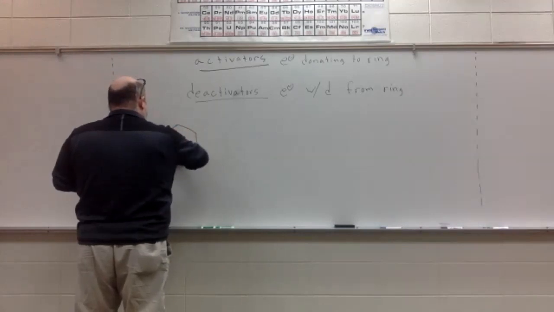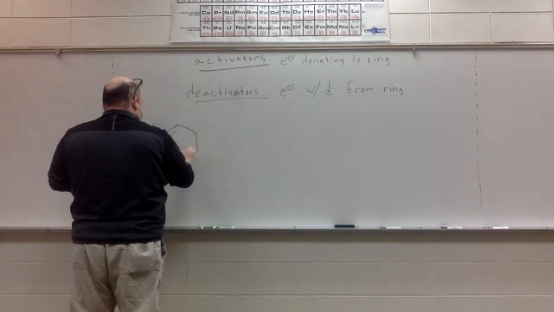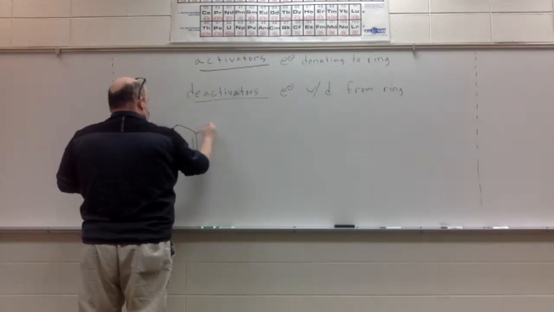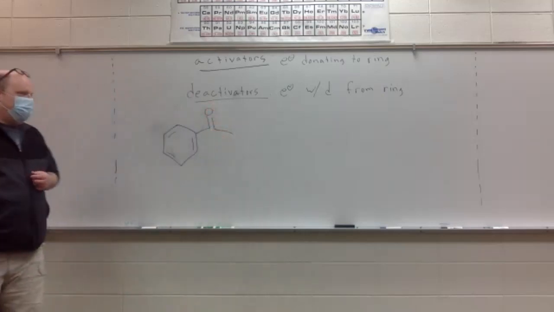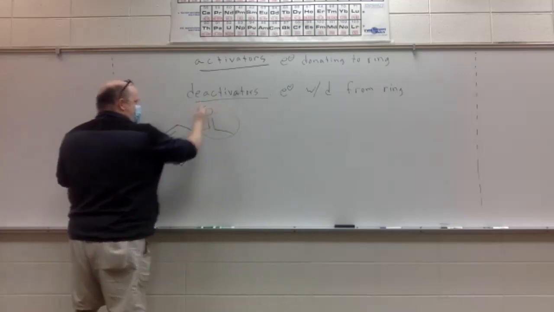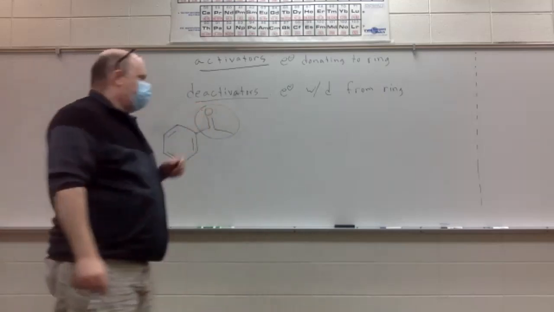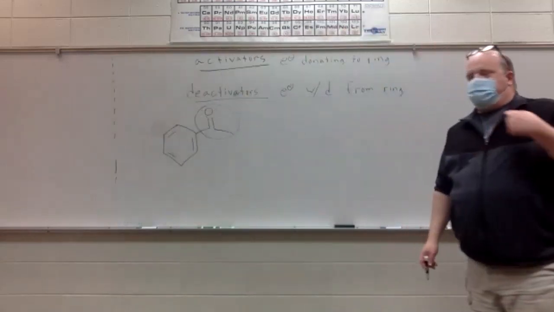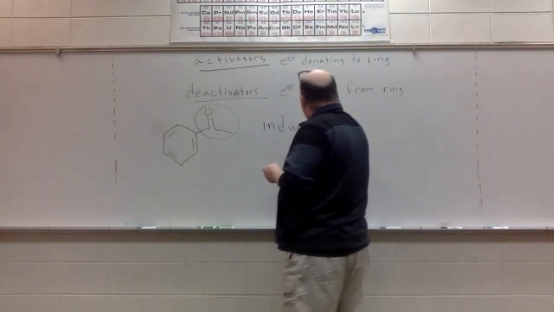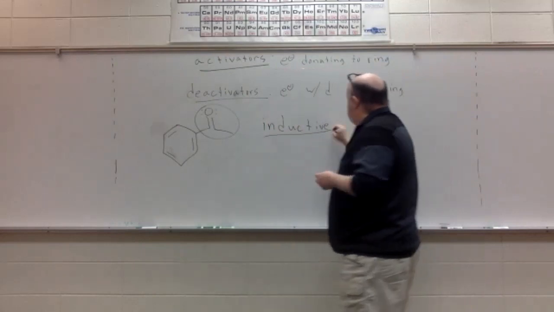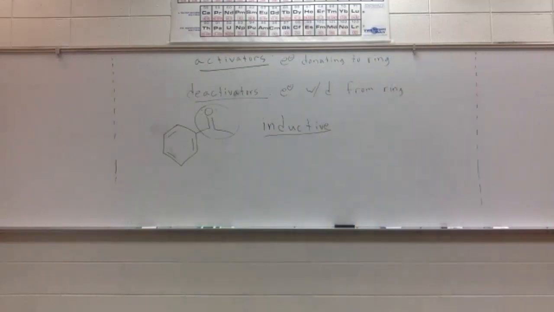All right, let me put a sample up here. Just put a ketone group. All right, we're going to see what this ketone group does. There's two factors that can cause you to either lose or gain electron density in the ring. The first is an inductive effect. And we've talked about inductive effects before, right? Remember way back in chapter 2, we talked about the four acidity effects. Inductive effect was one of them.